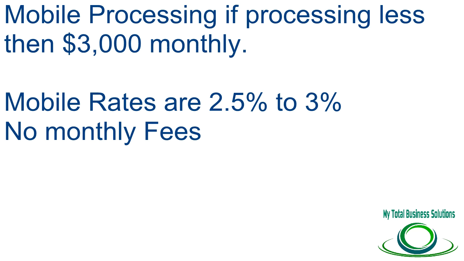Now, another thing to keep in mind, especially if you fall under either one of these last two examples that we showed you, where you're processing less than $3,000 a month, something you should consider for a solution would be the mobile processing method. The way mobile processing works is there are no monthly fees, and the rates start anywhere from 2.5% upwards to 3%, and there are no additional monthly fees on top of those rates.